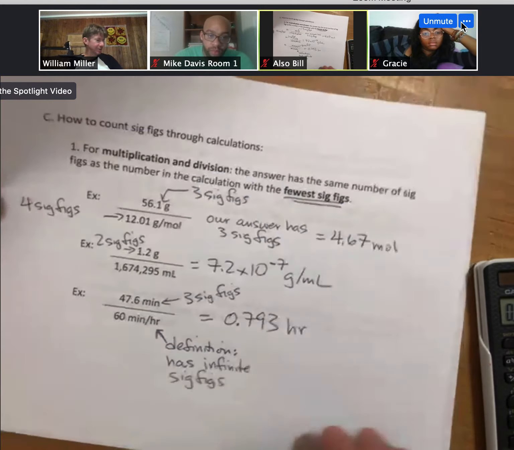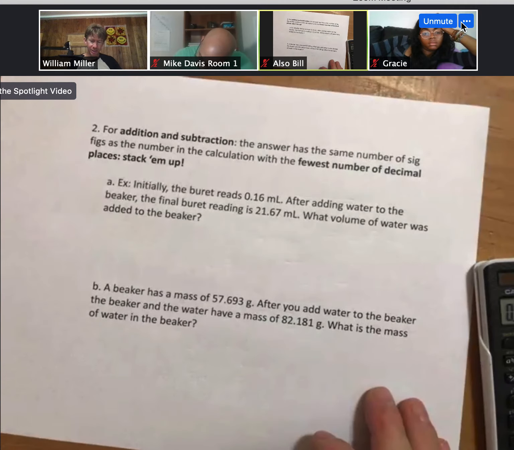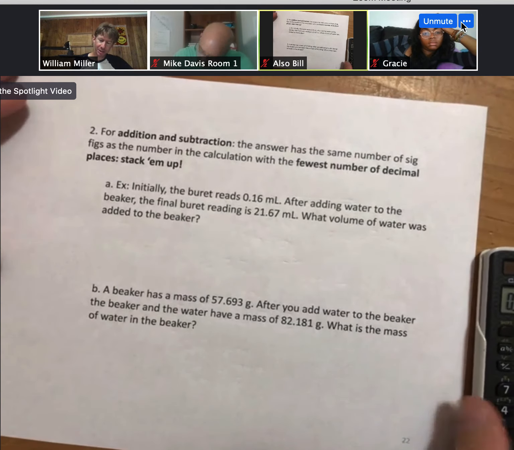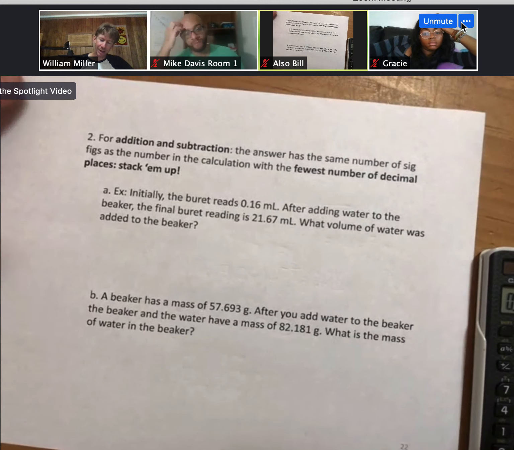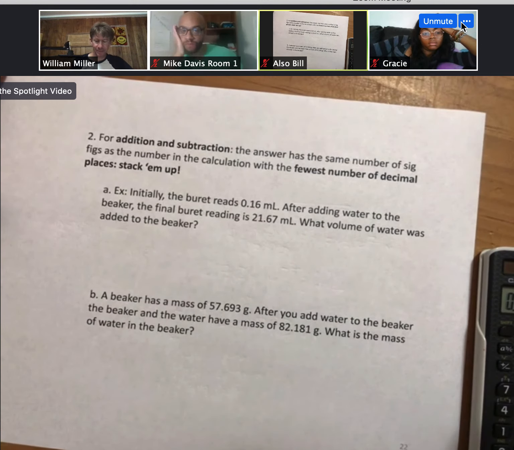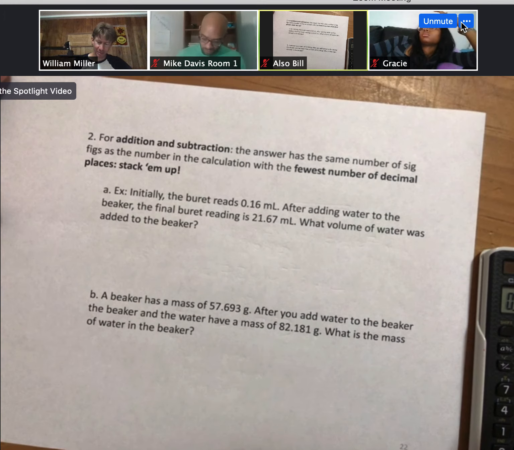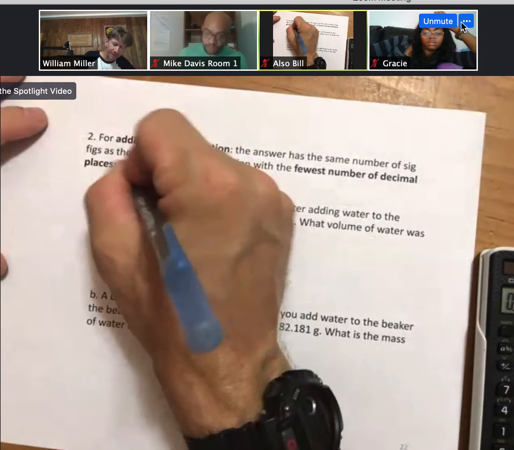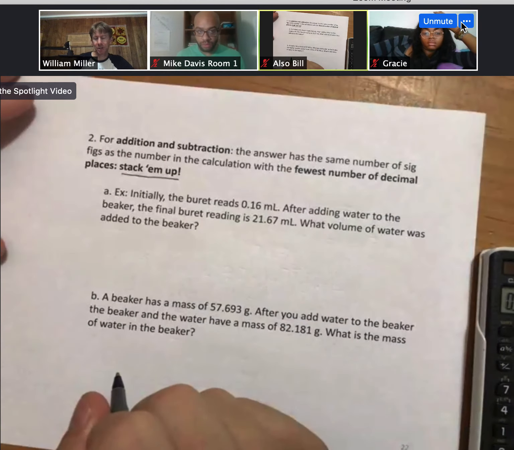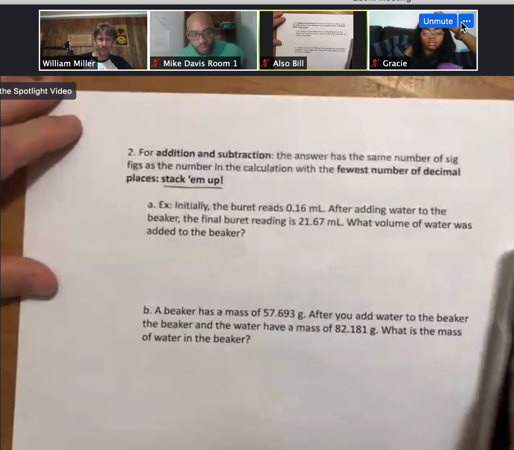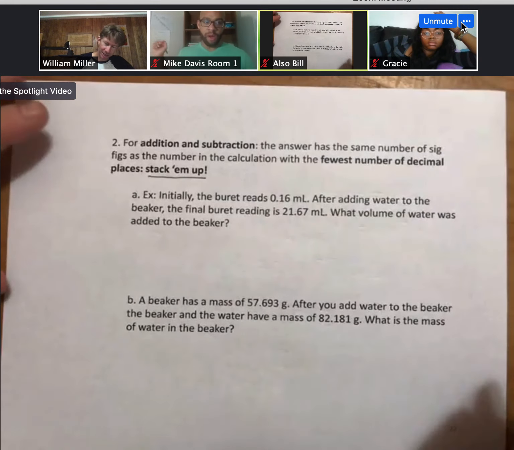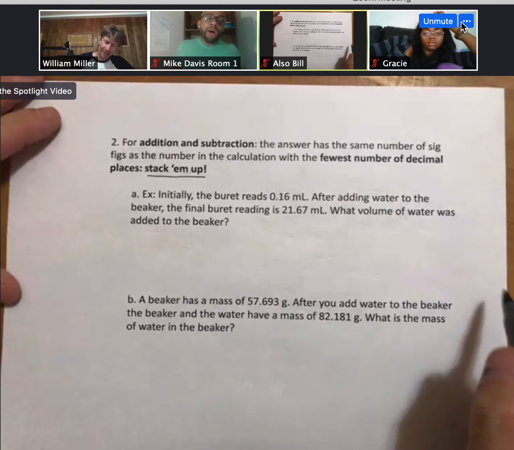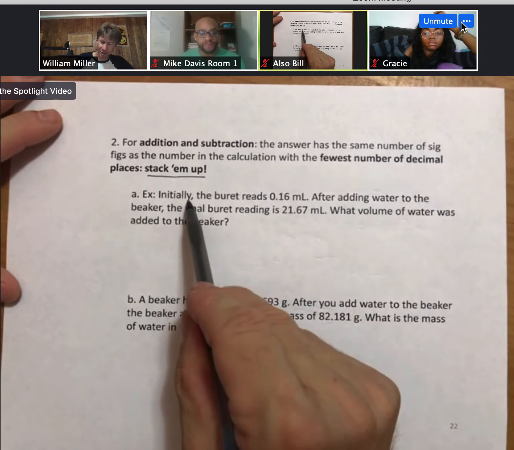One more page. That's for addition and subtraction. For addition and subtraction, the answer of the math has the same number of sig figs as the number in the calculation with the fewest number of decimal places. Let me show you, stack them up. When I first learned how to do subtraction, the way that I learned was by stacking them up. And so let's read through this problem and I'll show you.